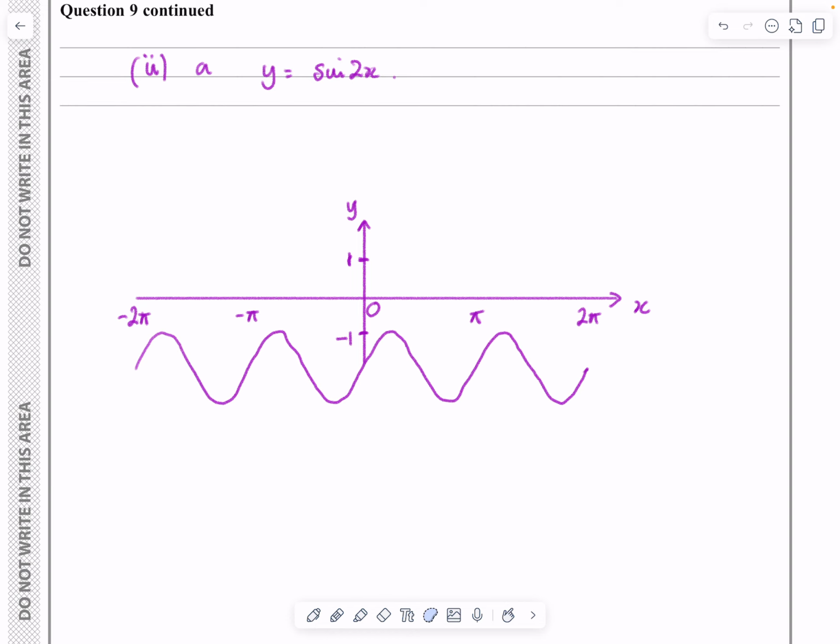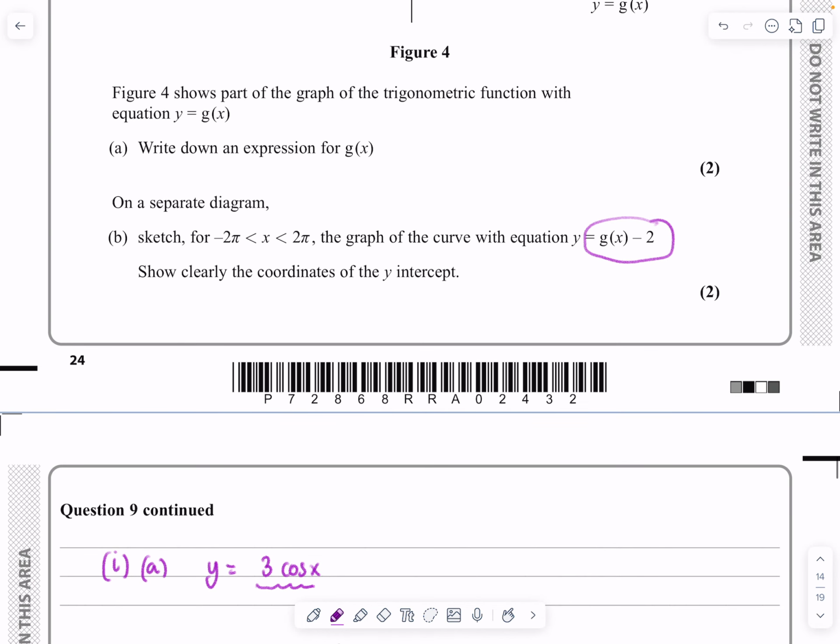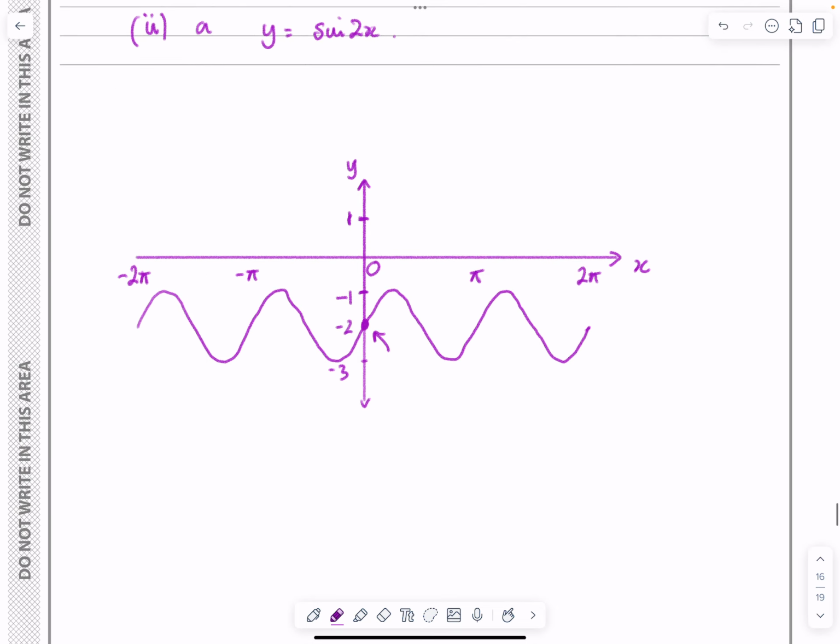So what that means now is that when I'm doing that, what I've got to make sure I'm doing is, if I extend that down a little bit just so we can see these. This is the important point, because this is the important point that they want there. That value there is -2, and also that minimum value there would be -3. But the question says, sketch it out and show clearly the coordinates of the y-intercept. Okay, so the y-intercept 0, -2 here.